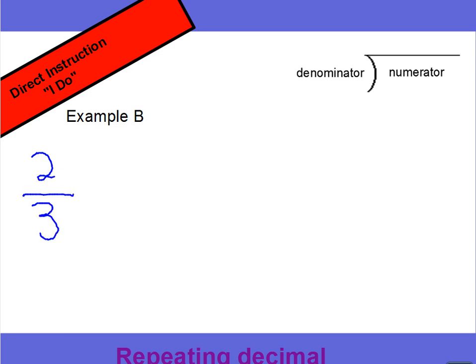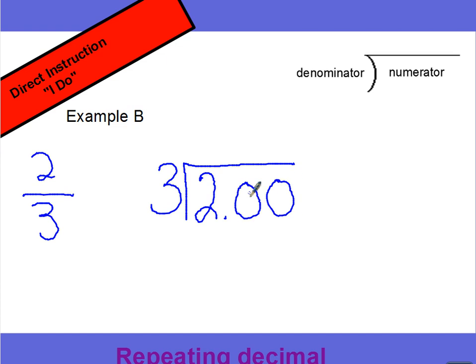2/3. Change that into a decimal. So I have my 3 on the outside, because that's my divisor, the number on the bottom, denominator, divisor, and my 2 inside. And I'm going to add my zeros right now, add a couple more. To make sure I don't forget my decimal, I'm going to bring my decimal straight up.